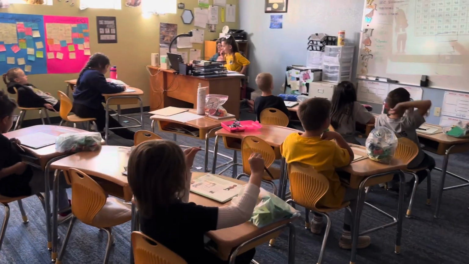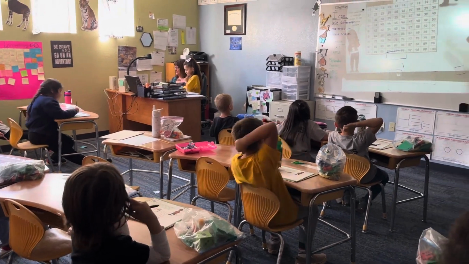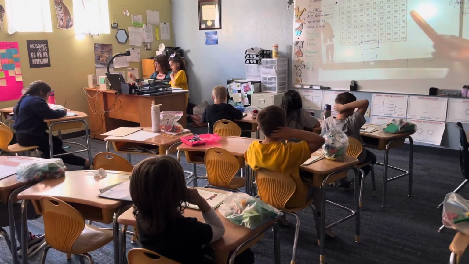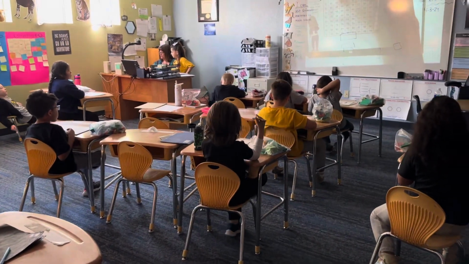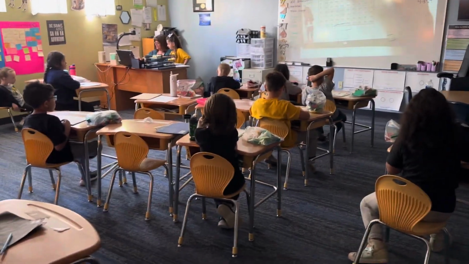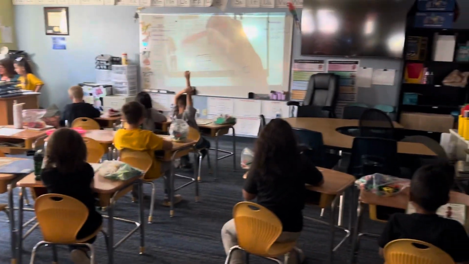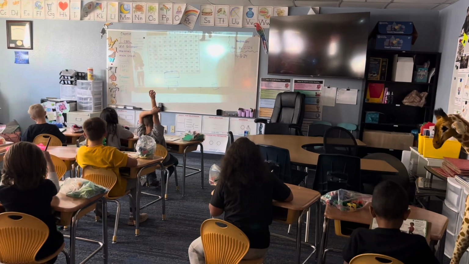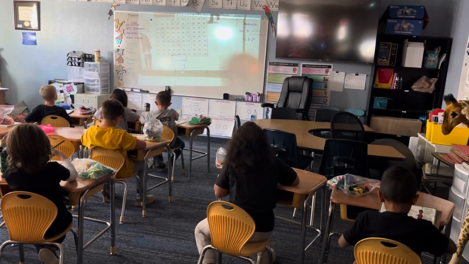Oh, how many rectangles did she find here? Who knows? Who can count? Should we count together? Yeah. Okay, let's see how many rectangles we found. How many did we find here? We've got 1, 2, 3, 4, 5, 6. Good job. I like how you did your design.